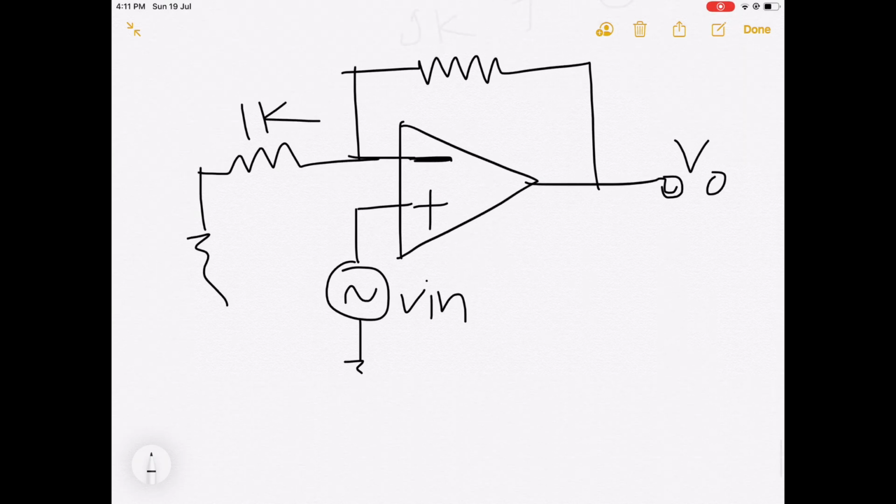So, in this way we have studied inverting and non-inverting amplifiers as linear applications of op amp. See you for the next applications in the next lectures.